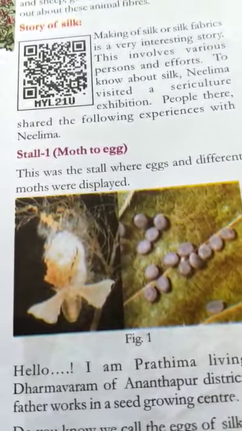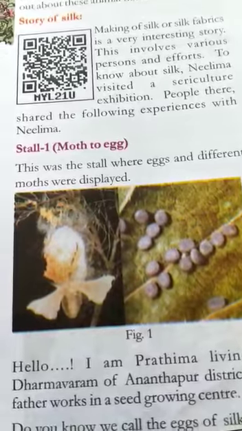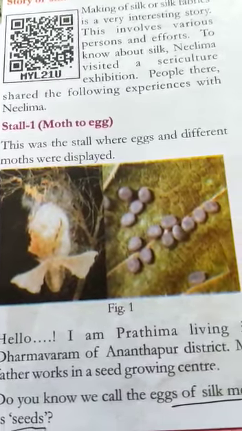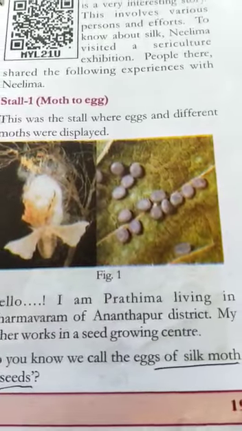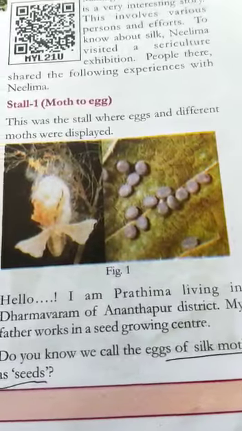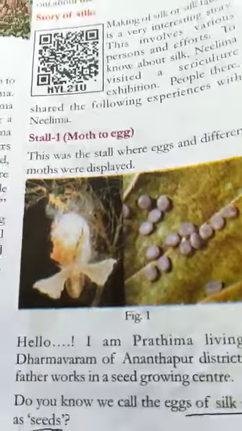Stall 1 in the science exhibition, children are showing like this. Stall 1, moth to egg. Here we can see the eggs. Eggs are like small seeds. We can see silkworm eggs are like small seeds. This is the first stage.